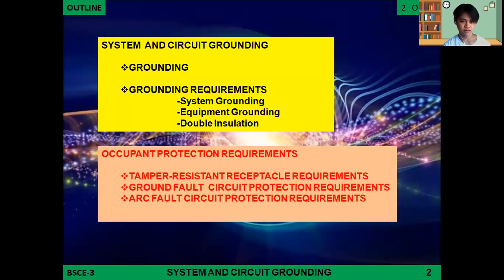My topic is all about the system and circuit grounding and occupant protection requirements. Under the system and circuit grounding is the meaning of grounding and the grounding requirements. There are three grounding requirements: first is the system grounding, equipment grounding, and the double isolations. And under the occupant protection requirements are the tamper resistant receptacle requirements, ground fault circuit protection requirements, and the arc fault circuit protection requirements.